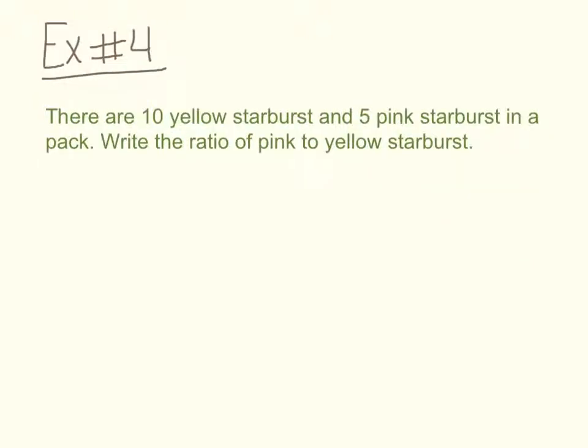And example 4, there's 10 yellow starburst and 5 pink starburst in a pack. Write the ratio of pink to yellow. So they asked for the pink ones first. So we have to put the number of pink first, which is 5. And then they wanted the number of yellow. And there were 10 yellow.